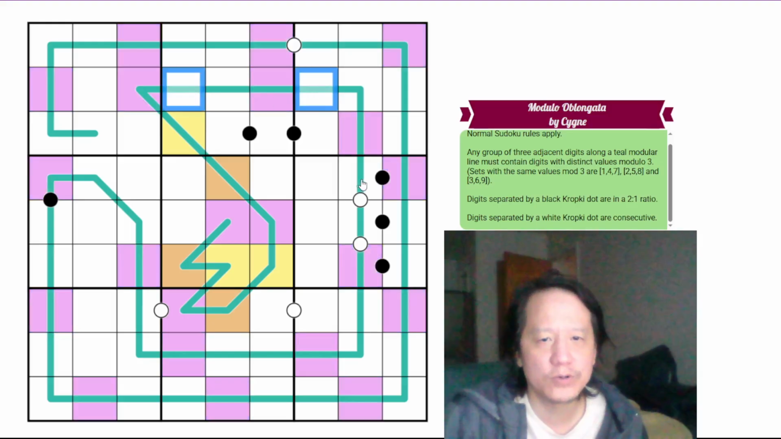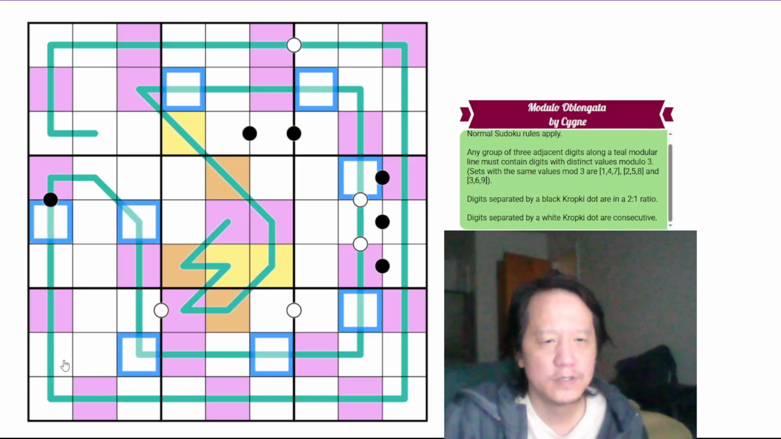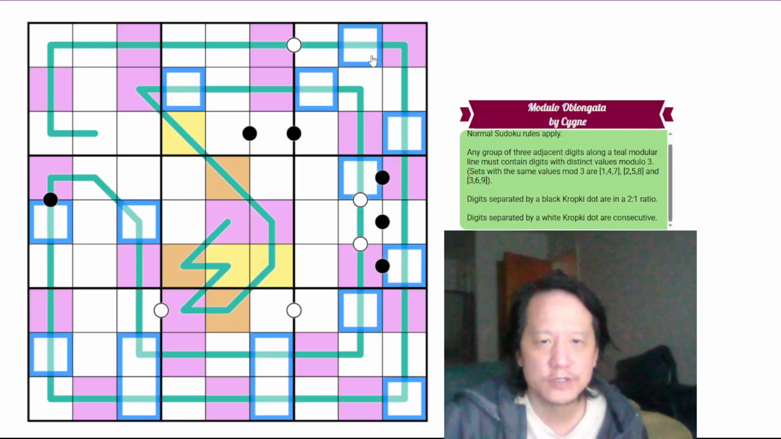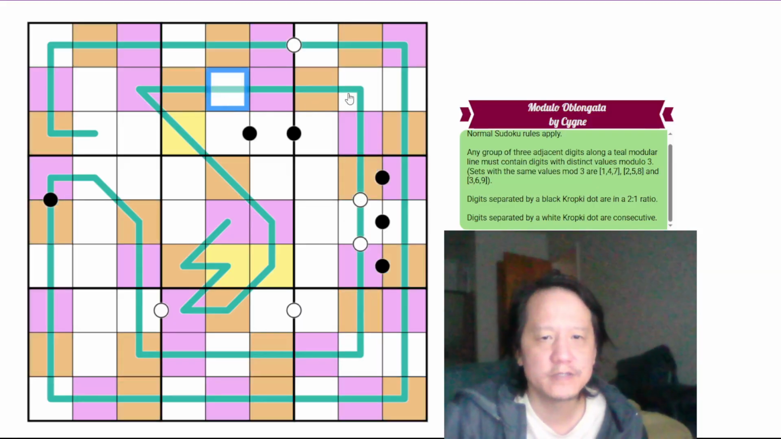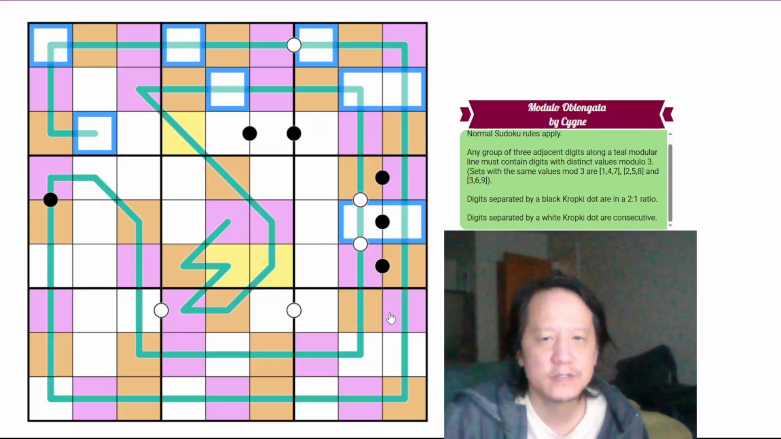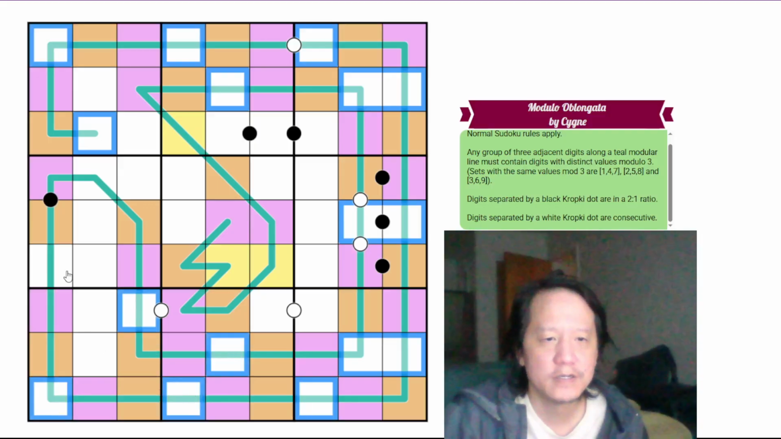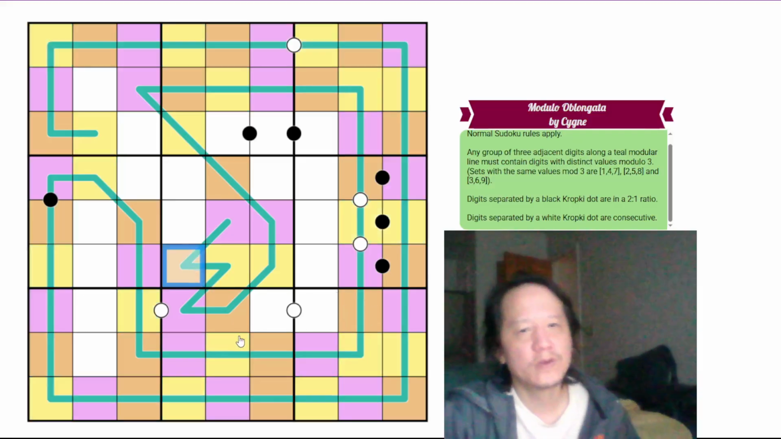Next ones are orange. Those are all orange, and then the last ones on the lines are all yellow.